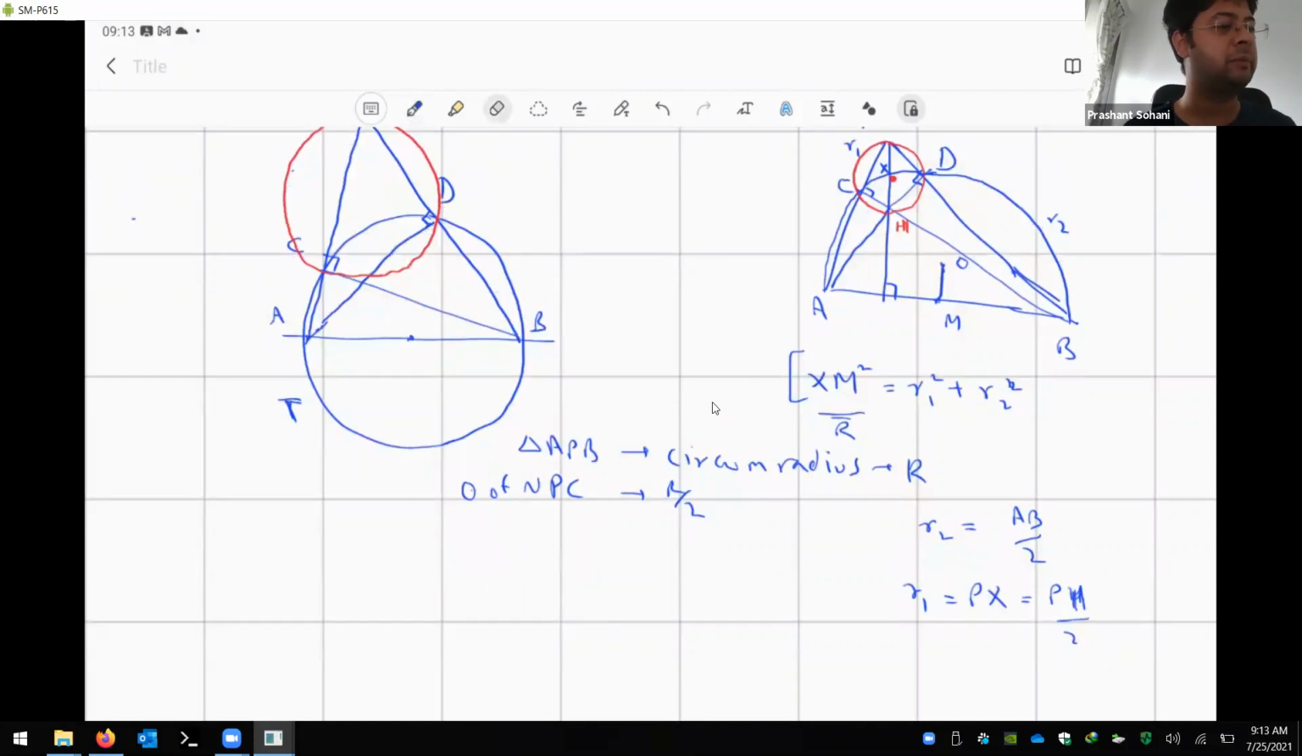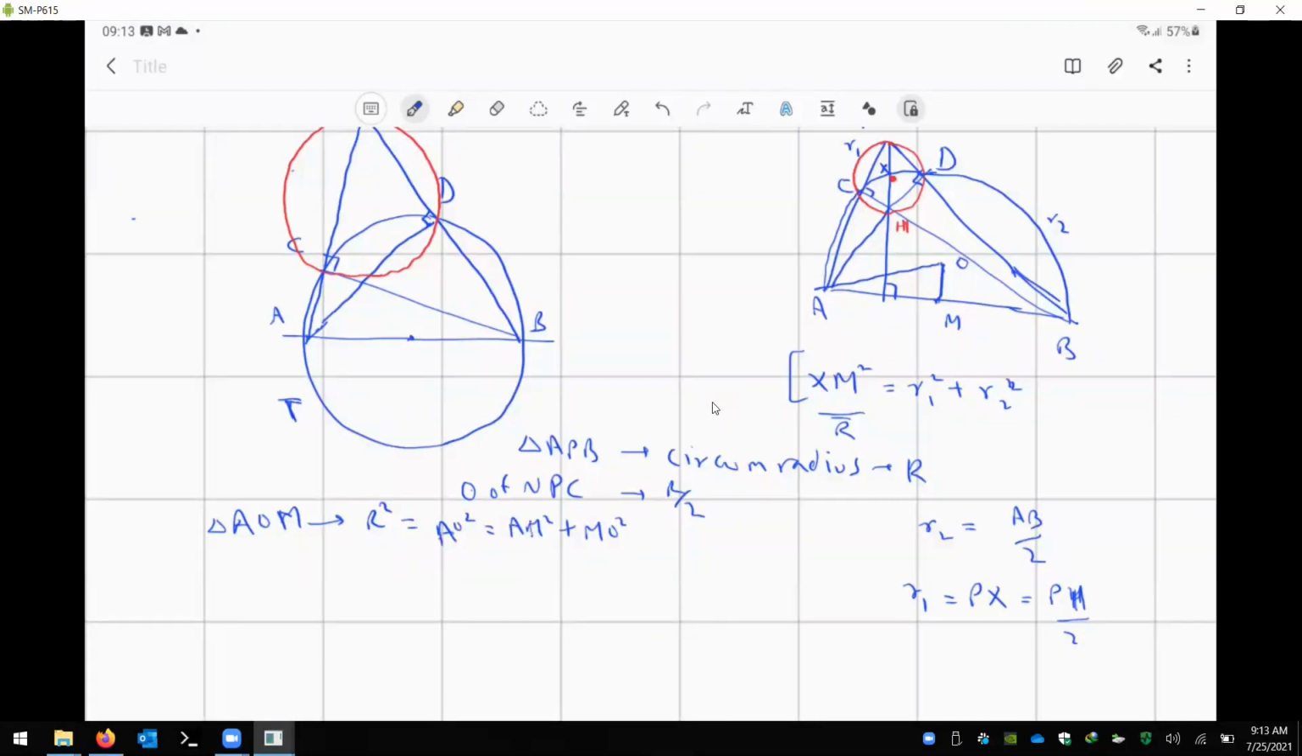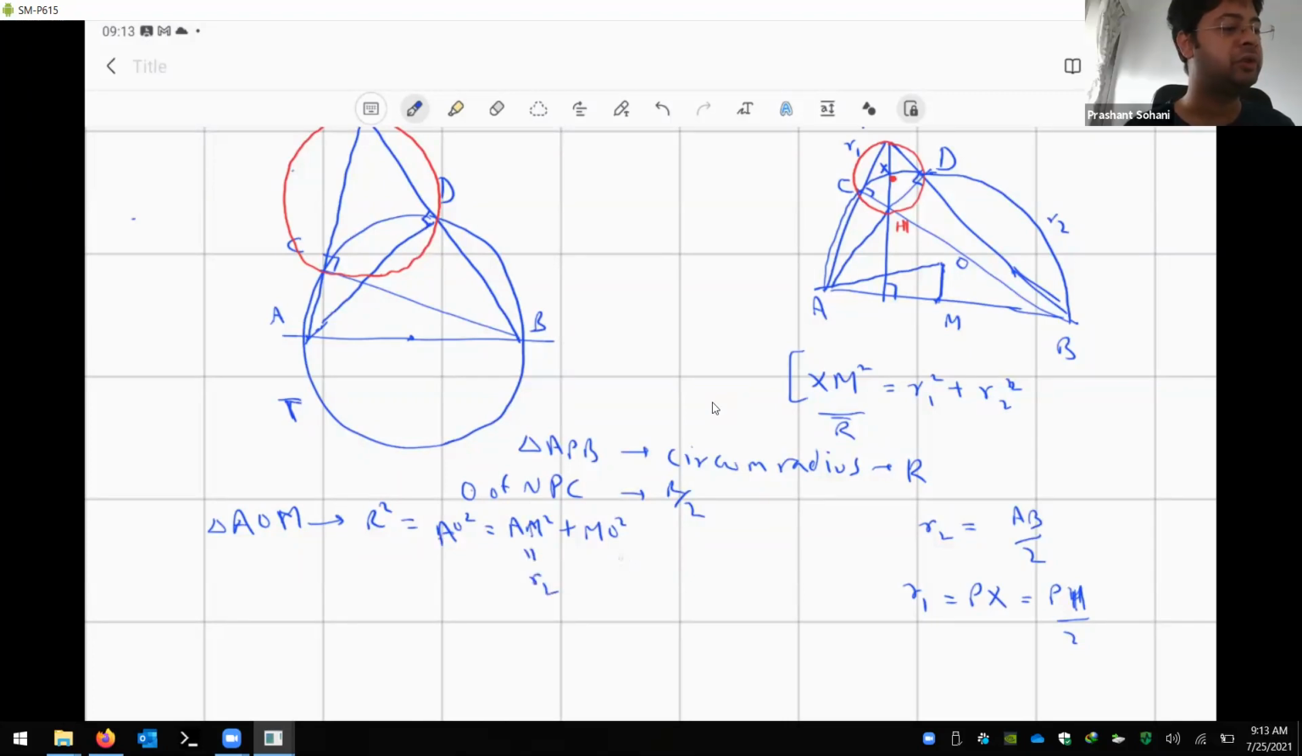Because basically I can apply Pythagoras theorem in this triangle. In triangle AOM, I already know that AO square, which is R square, is equal to AM square plus MO square. And out of that, AM is exactly the radius which I want. So AM is exactly R2 and MO is equal to R1, because MO is equal to OM.